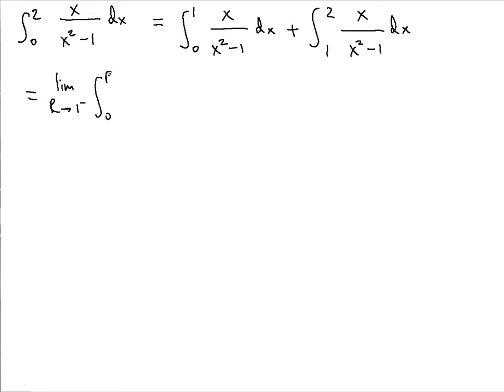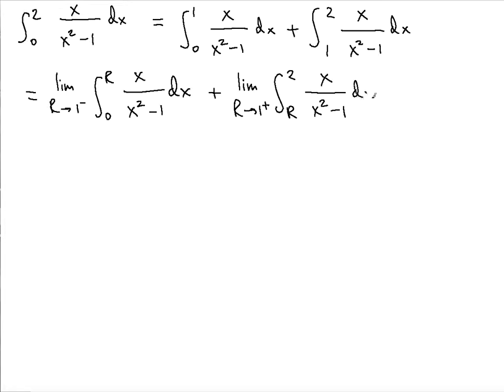Okay, so now introducing the limit for the troublesome 1 there, as r approaches 1 from the left, so from 0 to r. So that's going to be x over x squared minus 1 dx, plus the limit as r approaches 1 from the right, because 1 is the lower limit, so r to 2 of x over x squared minus 1 dx.